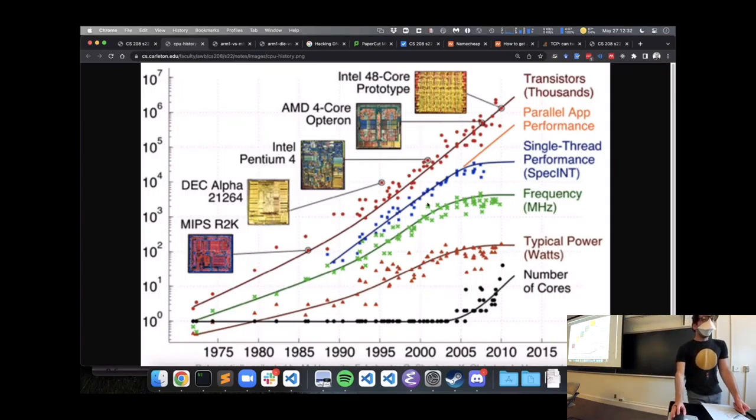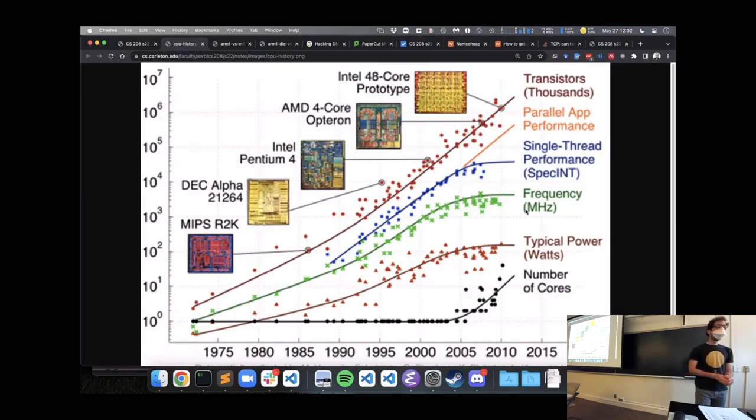So we can talk about how many thousands of transistors there are, how many of these tiny circuits that can either have a one or a zero are packed onto the chip. We can think about how fast a single-threaded application performs. That's the blue line. Frequency, given in millions of hertz or millions of operations per second, is kind of how many operations per second a processor can perform.